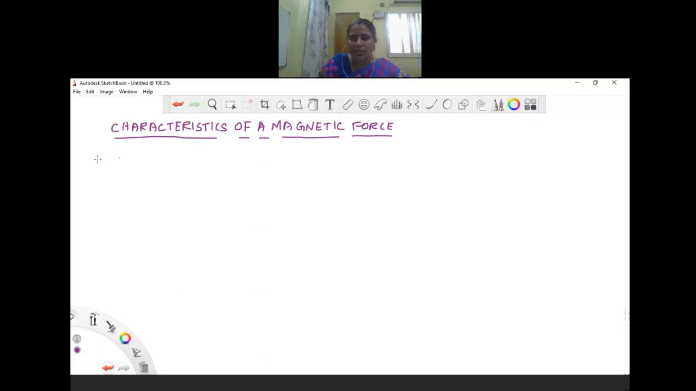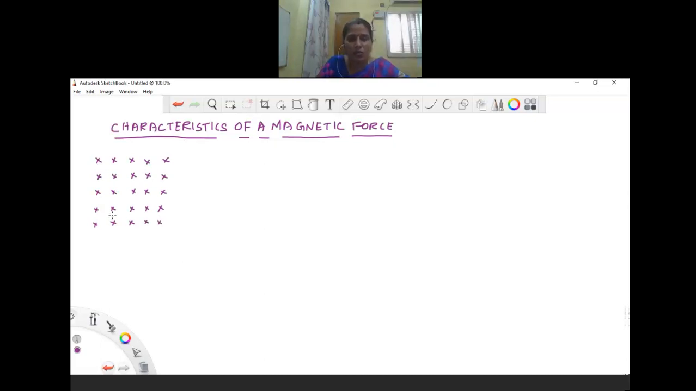So now let us consider the magnetic field. We know that this is the magnetic field, that is, the magnetic field is into the plane of the paper, and this magnetic force will be applied on a moving charge. So the moving charge will experience this magnetic force.